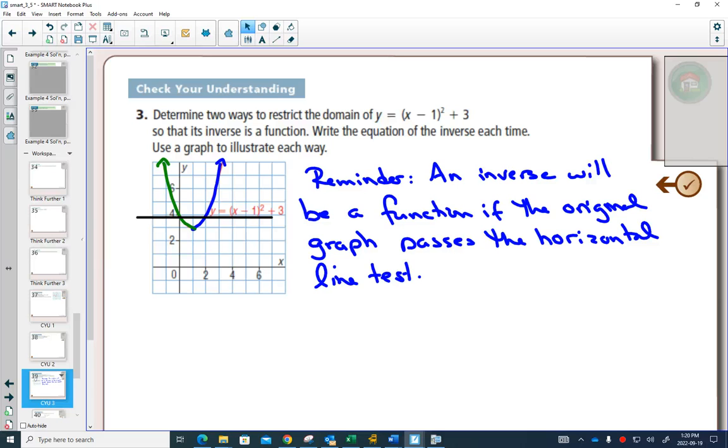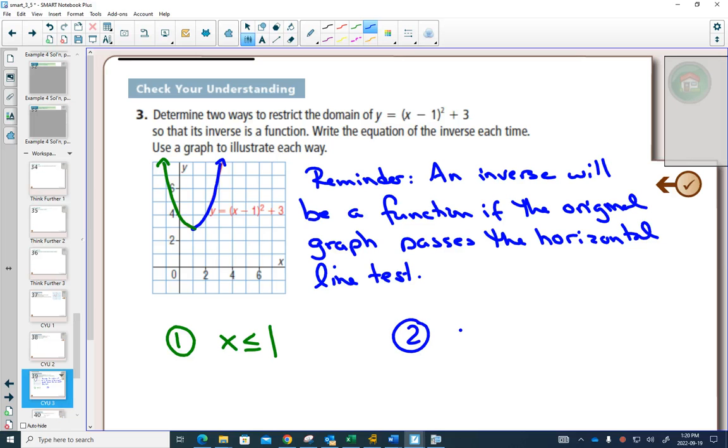So, question number 1. Part 1 of this question says, determine two ways to restrict the domain. I'm going to color code this. First, if I take this part, it would be when x is less than or equal to 1. And 2 would be when x is bigger than or equal to 1. Can you see that the green one is when x's values are less than 1? The blue one is when x values are bigger than 1. Okay?